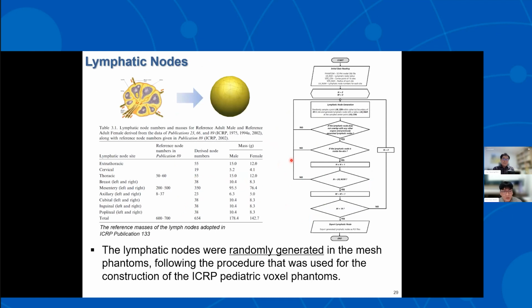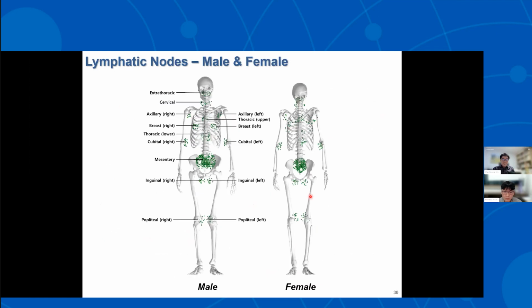So we newly modeled the lymph nodes following the procedure that was actually used for the construction of the ICRP pediatric voxel phantoms. We used the reference mass of the lymph nodes adopted in ICRP Publication 133, and we derived the site-specific number of lymph nodes as well as their mass. Based on this data, we randomly generated the lymph nodes in the mesh phantom following the algorithm shown in the flowchart. This slide shows the lymph nodes distributed in the mesh phantom.